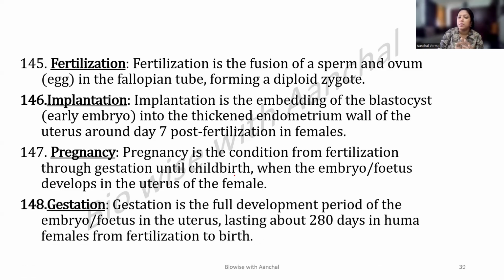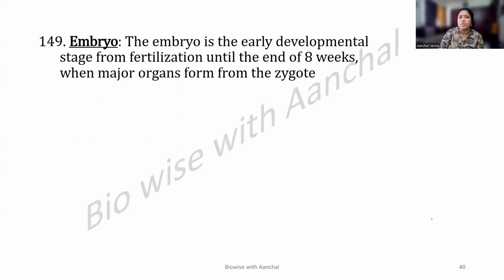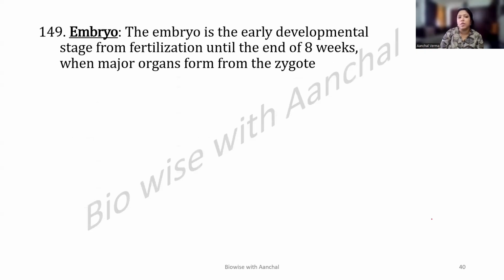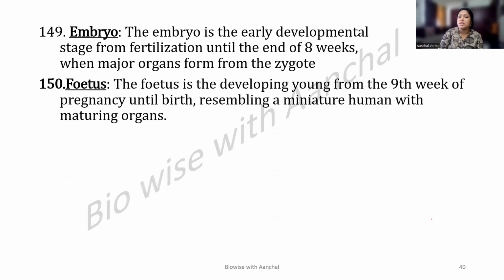Gestation is the full development period of the embryo and fetus in the uterus, lasting about 280 days in the human females. Okay, in the human females from fertilization to birth. The next one, embryo. There's a difference between embryo and fetus. The embryo is the early development stage from the fertilization until the end of 8 weeks, where the major organs form from the zygote. Fetus is the developing young from the 9th week onwards till birth, resembling a miniature human with maturing organs.